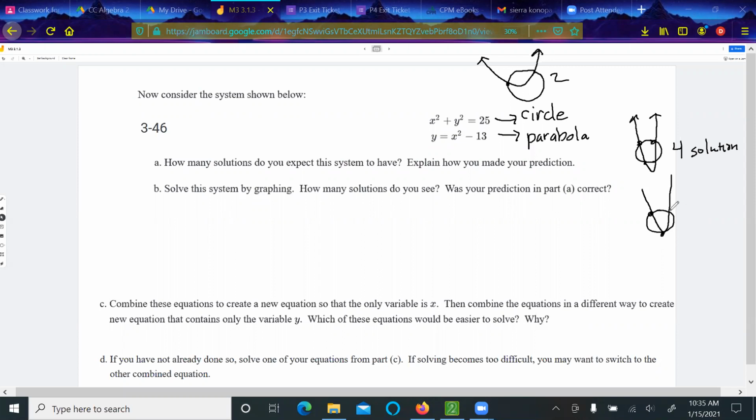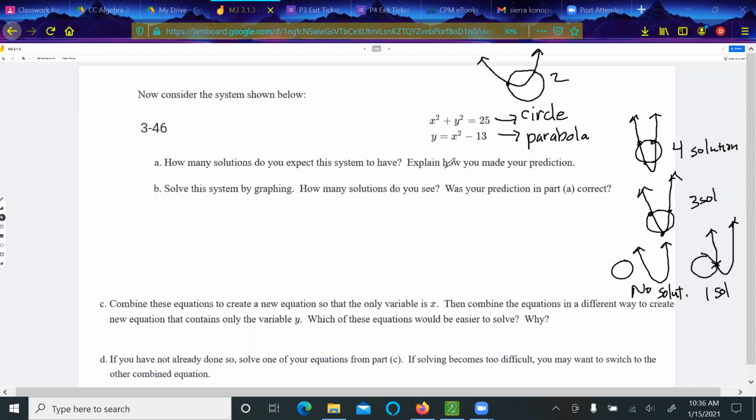One, 2, 3, right? So we could have 3 solutions. Can we have 1 solution? Yeah, with the vertex on the top. The vertex on the top, right? Or it could be slightly tangent to it, just barely touching it right there. Okay, so just 1 point. So we have 1 solution. Or maybe they don't touch at all, right? Or no solutions. Okay, we're gonna have one of these.